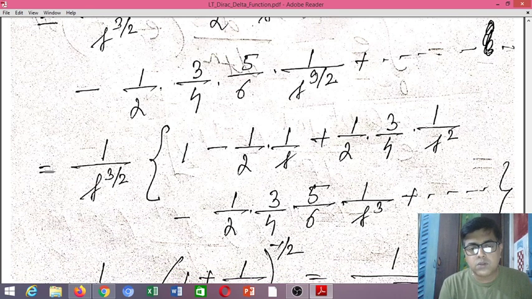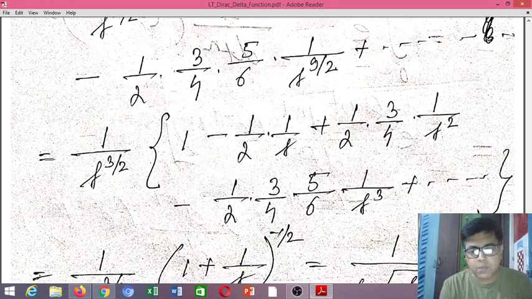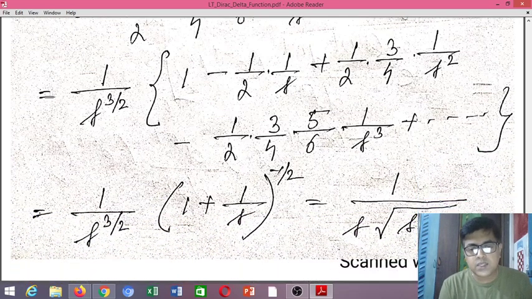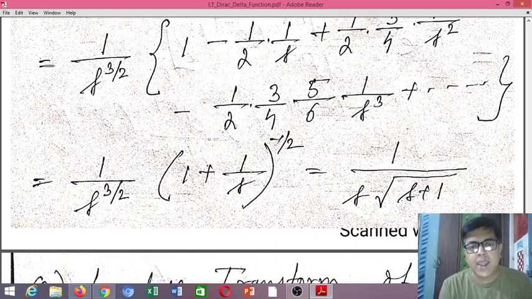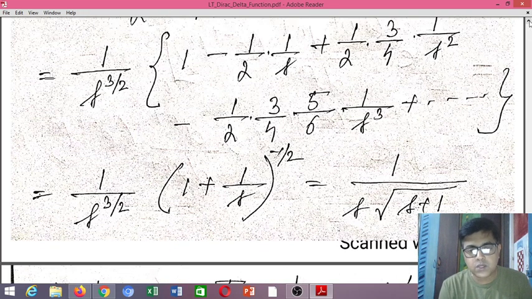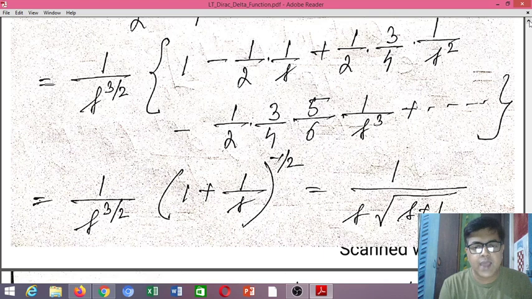Now what about this expression within the second bracket? The expression within the second bracket can again be represented in the form of a binomial expansion. We can write this as 1 plus 1 by s to the power minus half. Please check, because if you expand 1 plus 1 by s to the power minus half binomially, you should be getting the expression which I have written in the second bracket.